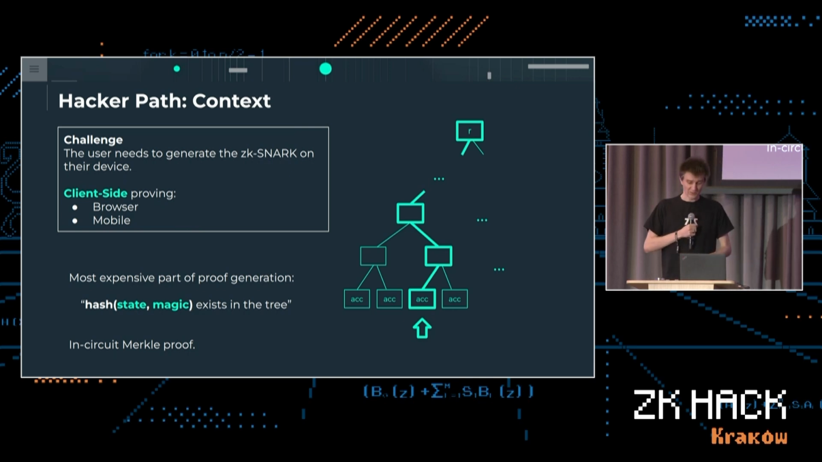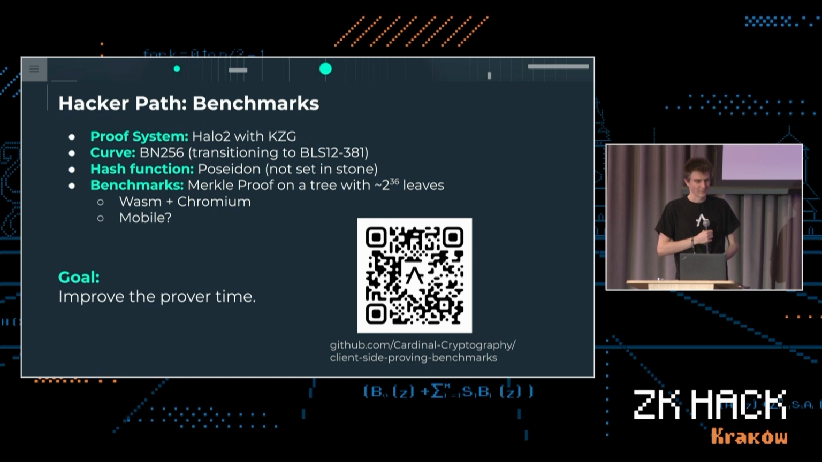Right. So this is essentially our goal: make proving this kind of statement, that there is a particular leaf that has a Merkle branch to a particular root, fast. And what we have prepared for this hackathon is a repository with some benchmarks. And these benchmarks are targeted for the web browser environment.